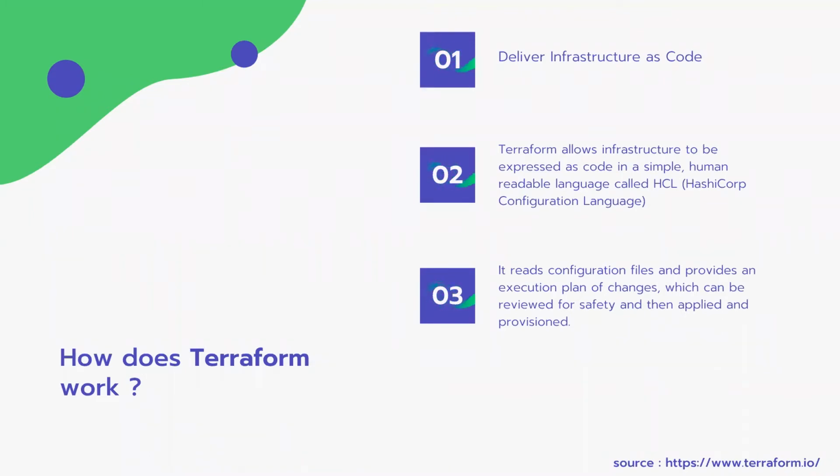The three main points that we can remember with respect to how Terraform works is it deals with infrastructure as code. That is, it helps you to deliver the infrastructure as code. Now, what do I mean by infrastructure as code? I'll give you a simple example. Let us say that you want to spin up an EC2 instance in AWS. You already know a few ways to do it.